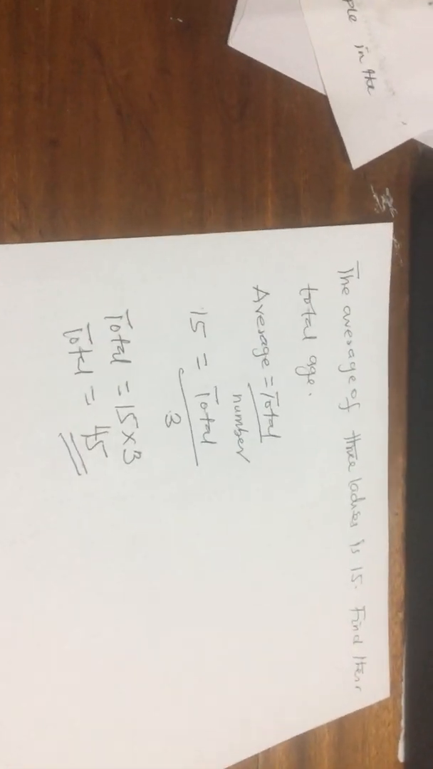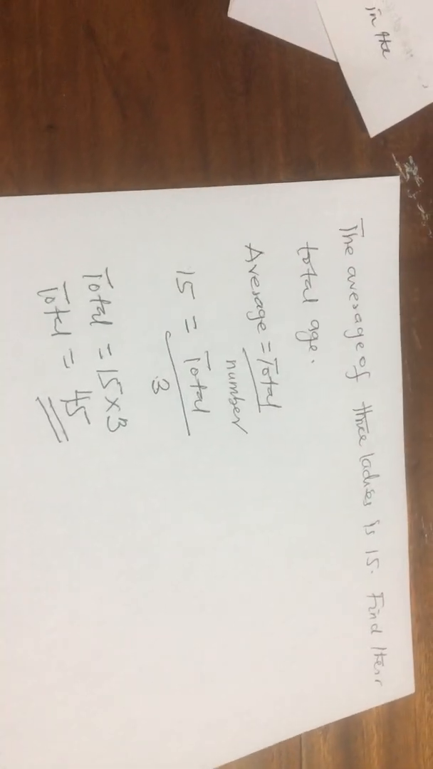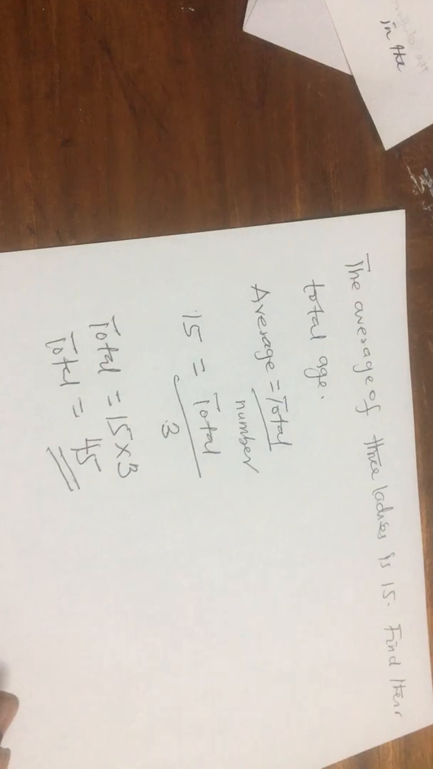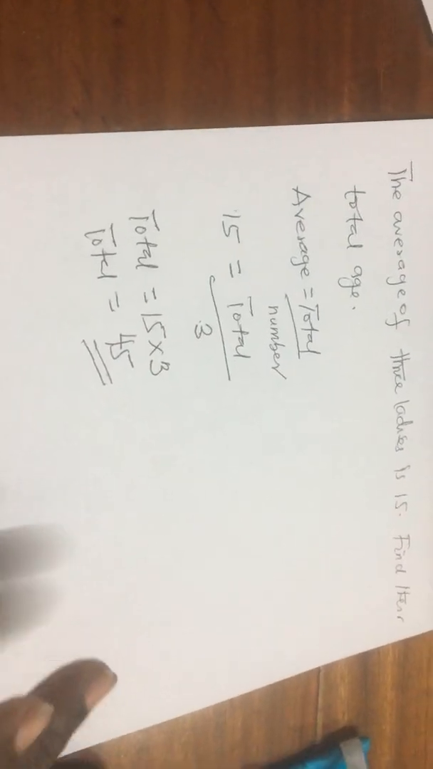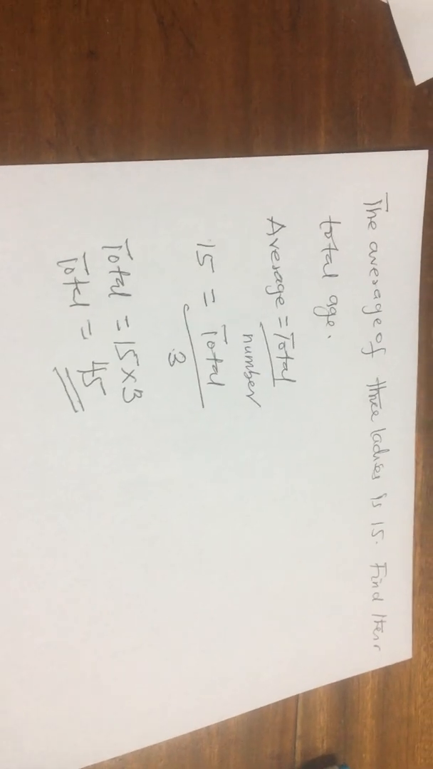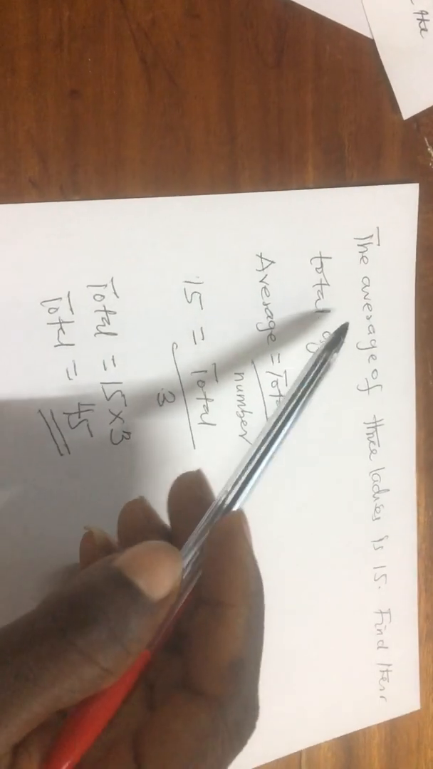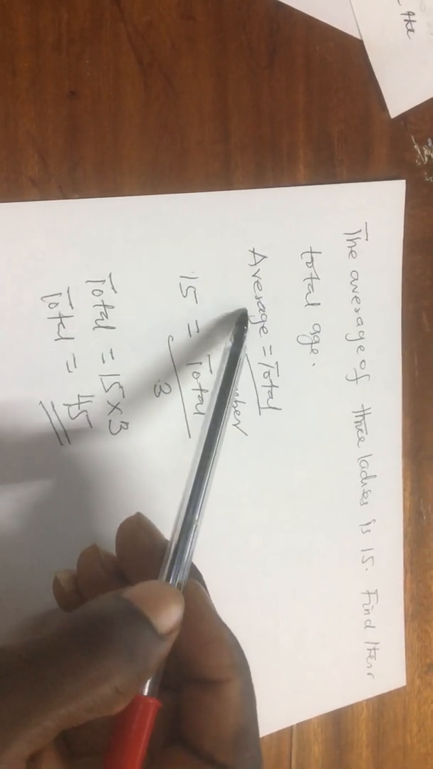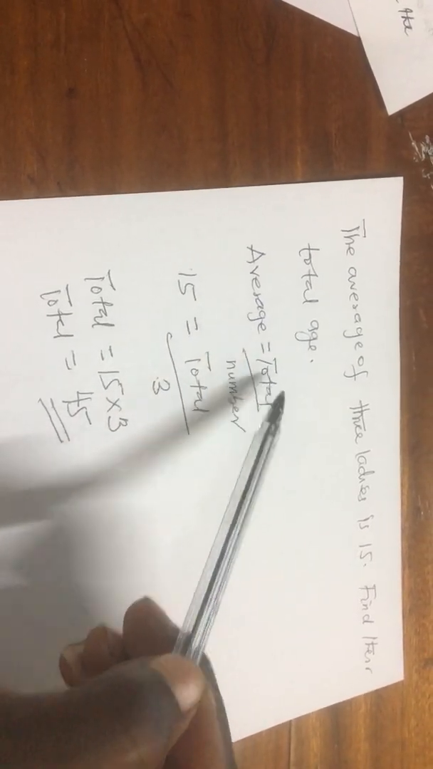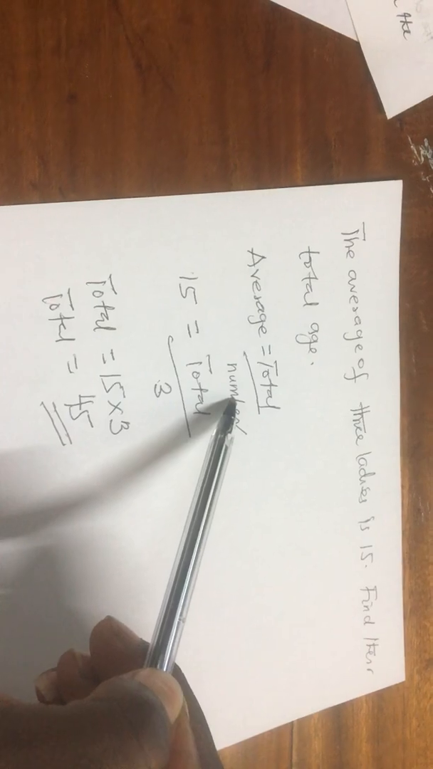Good. So anytime you get an average question, make sure you read it and then you understand. Always look out for this: that the average is equal to the total over the number. If they don't give you the average, they will give you the total and then the number.